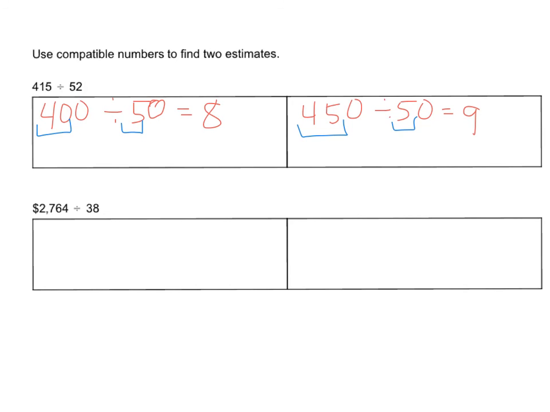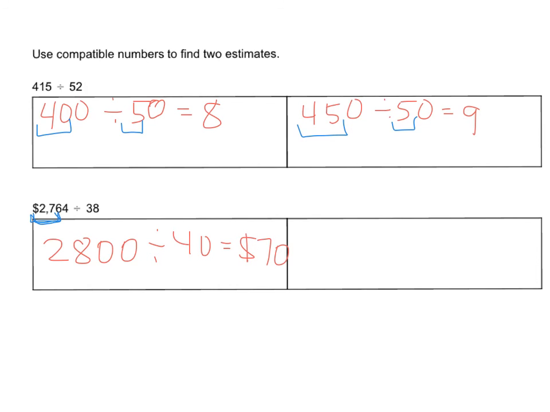Okay, let's look at the next one. This next one, $2,764 divided by 38. If I change my 38 to 40, that's really close. If I look right here at 27, well, I know 28 would divide nicely with 4. So I'm going to change my 2,764 to 2,800. And that would give me an estimate of $70. In this case, it's money.